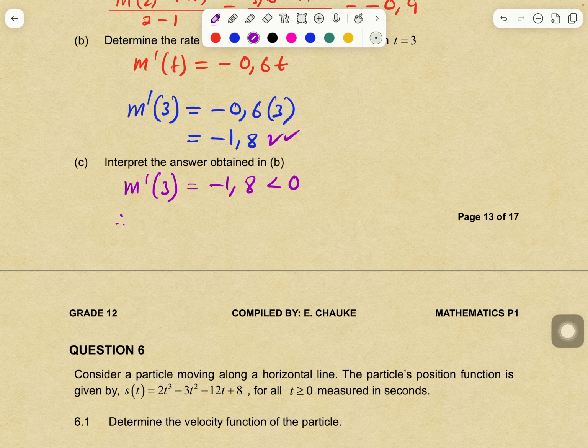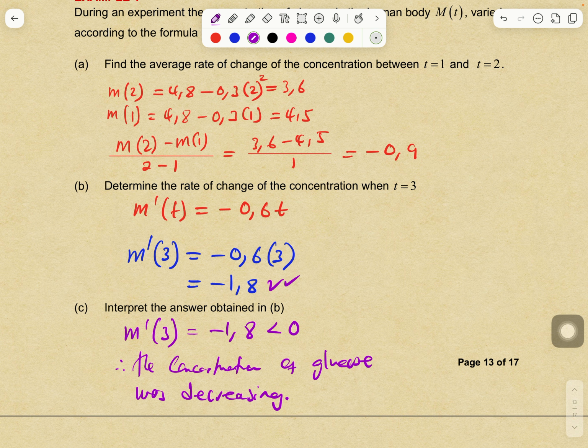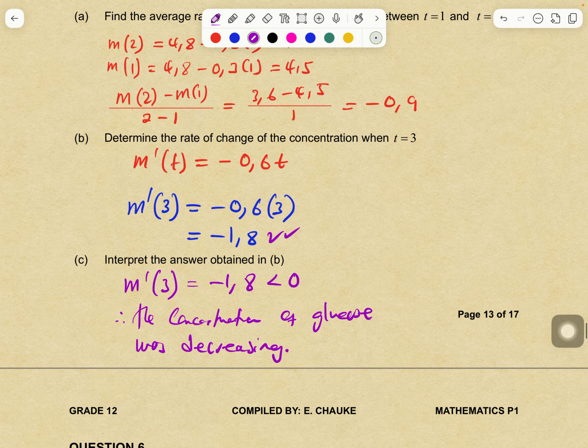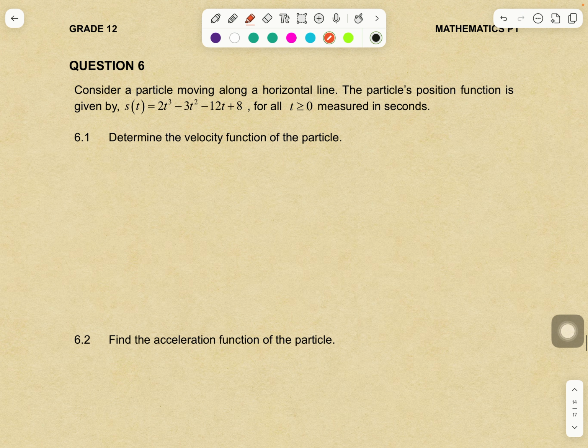Because we're dealing with the concentration of glucose in the human body, we then say that the concentration of glucose was decreasing. The most important thing was to tell us that the glucose was decreasing. This was key, decreasing. That's how you're going to interpret that.